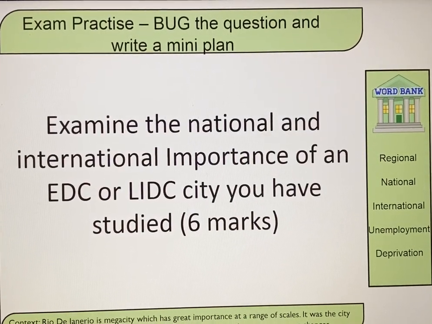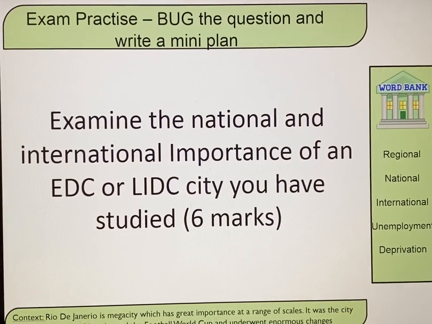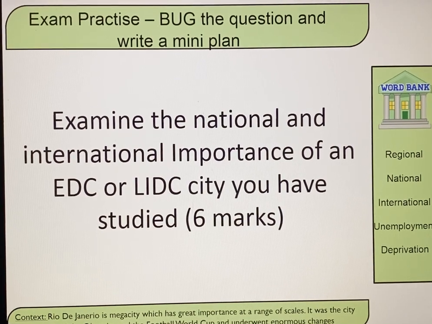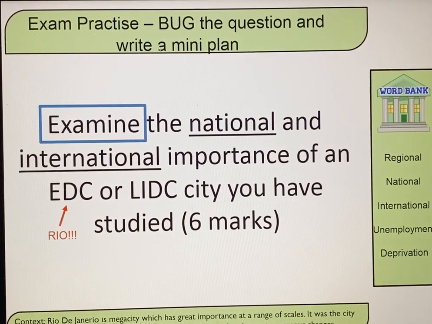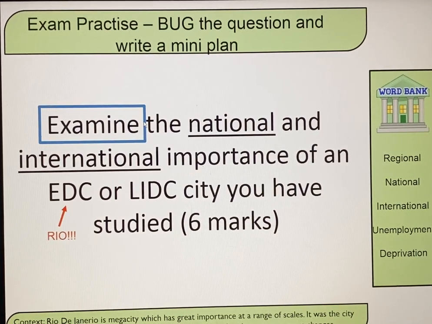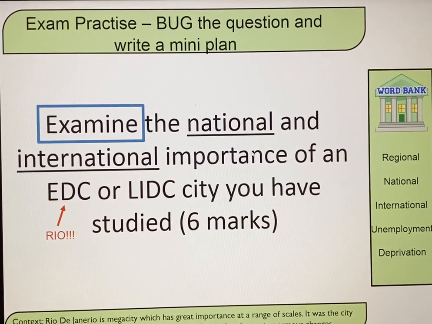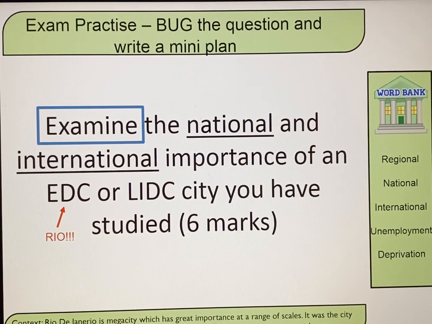So what I want you to do is use that information to answer this question. Now, the question says, examine the national and international importance of an EDC or an LIC city you've studied. So, first of all, we need to bug the question. We need to make sure that we are using the key term examine. This is the command word. So we need to examine the national and international importance. So no regional on here.